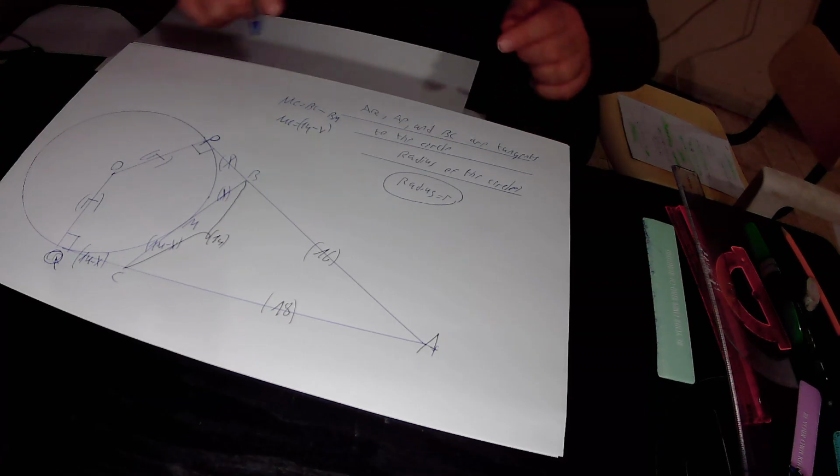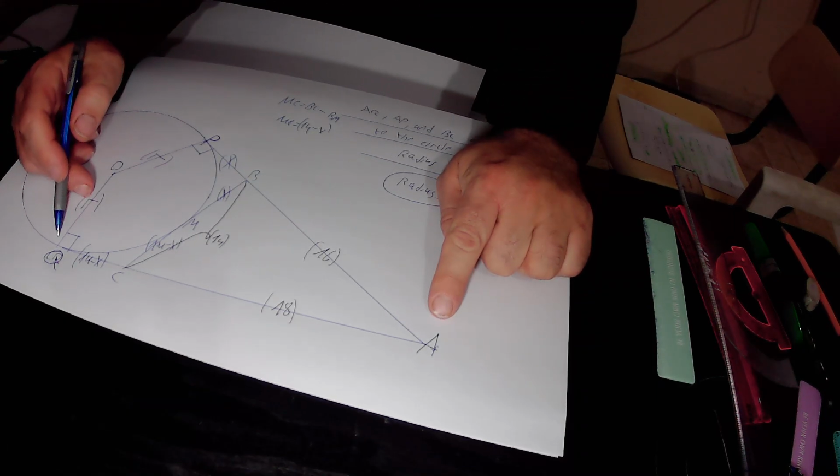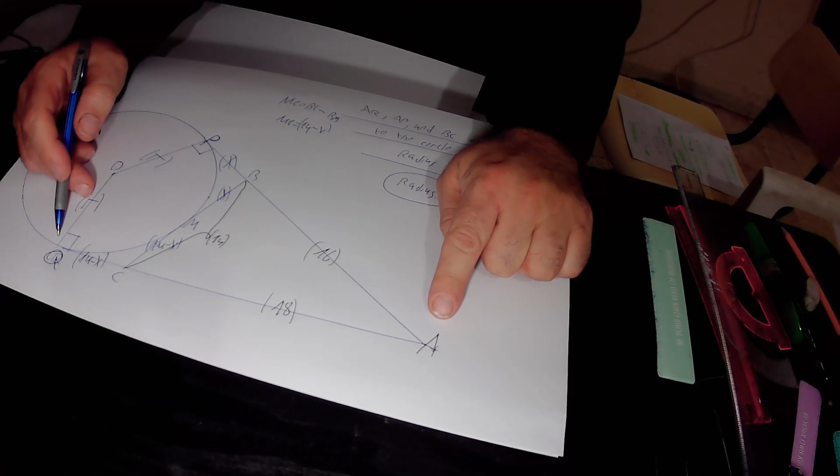Likewise, AQ equals AC plus CQ, that is 18 plus 14 minus X. So in total, QA equals 18 plus 14 minus X.